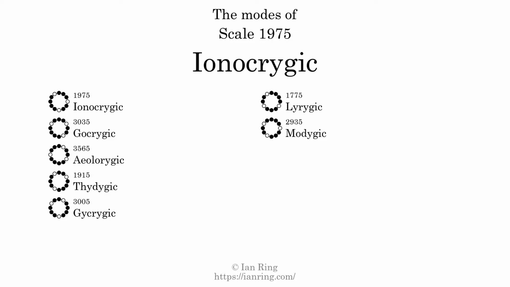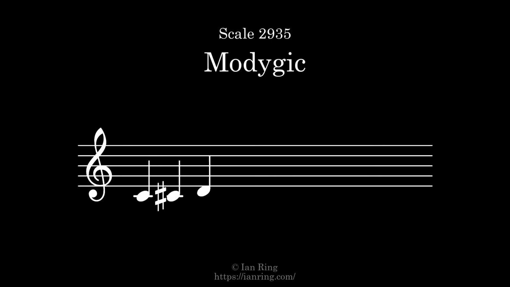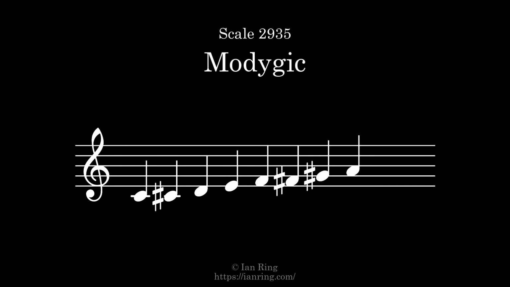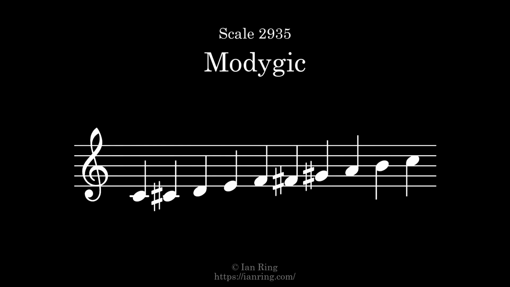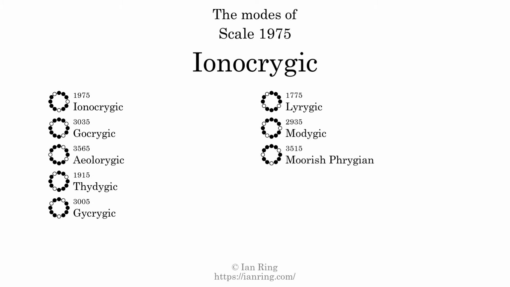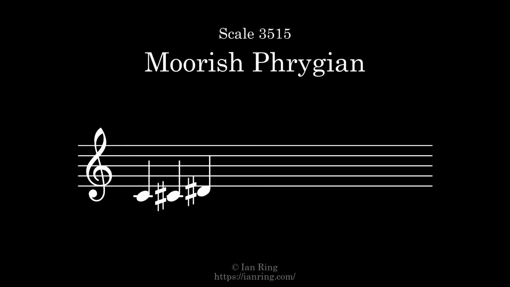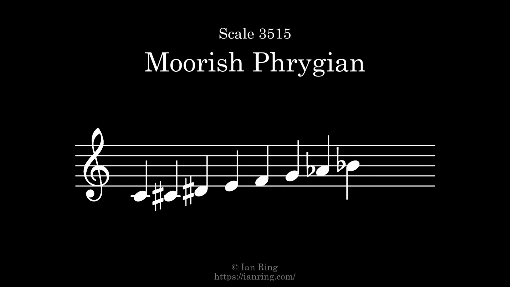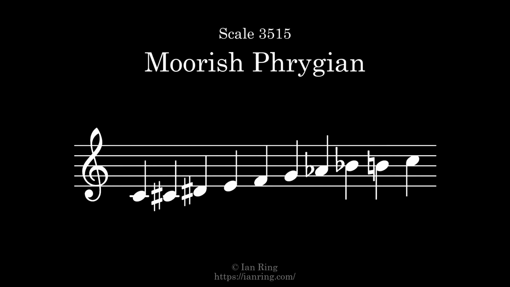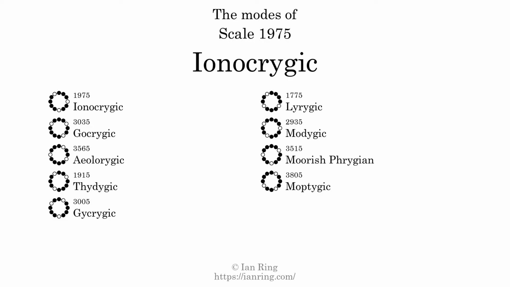The seventh mode is scale 2935, also known as Myhill. It sounds like this. The eighth mode is scale 3515, also known as Moorish Phrygian. It sounds like this. The ninth and last mode is scale 3805, also known as Moptagic. It sounds like this.